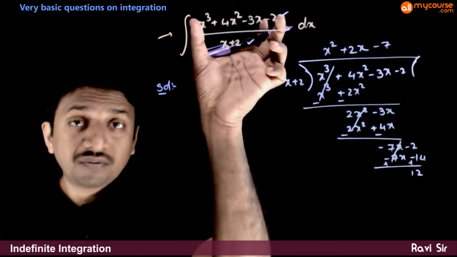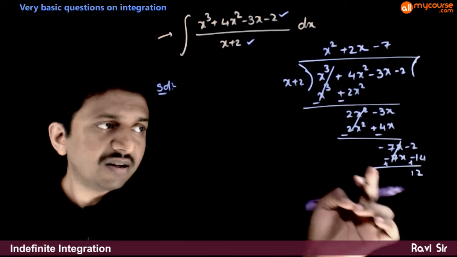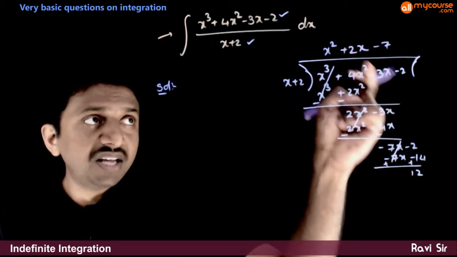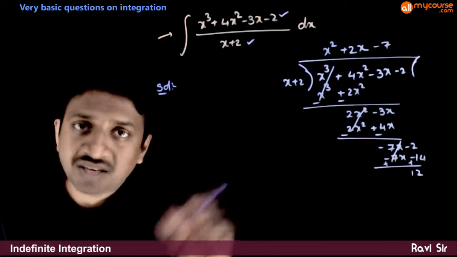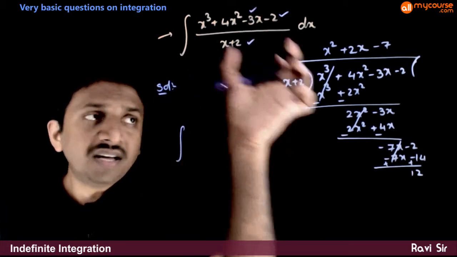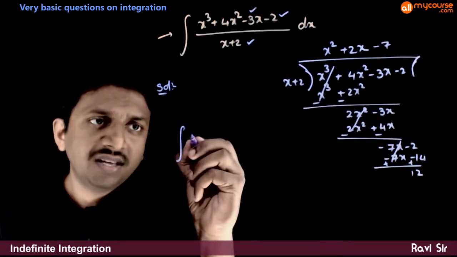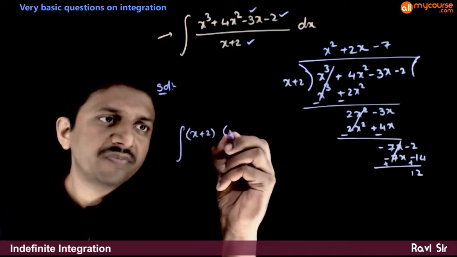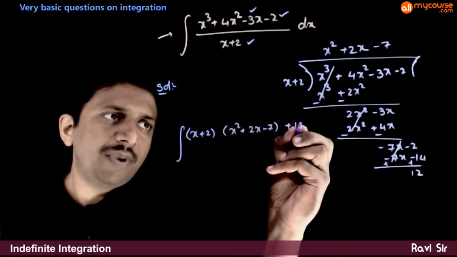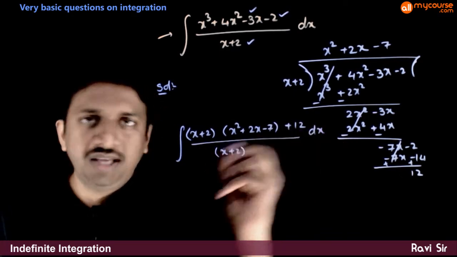So whatever is in the numerator can be written as dividend equal to divisor into quotient plus remainder. So the integration of the dividend x cube plus 4x square minus 3x minus 2 can be written as x plus 2 times (x square plus 2x minus 7) plus 12, divided by x plus 2, dx.